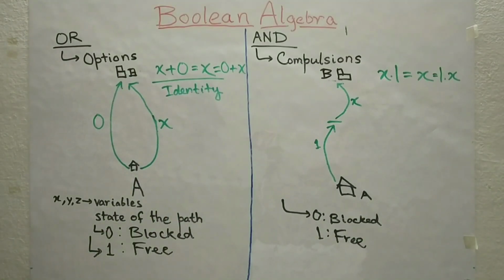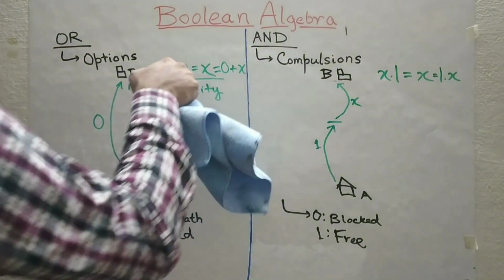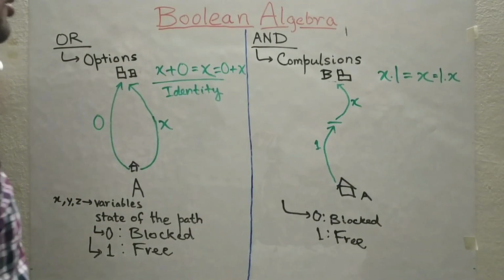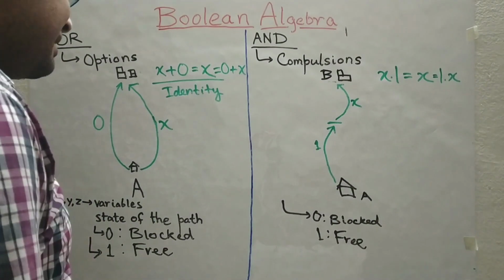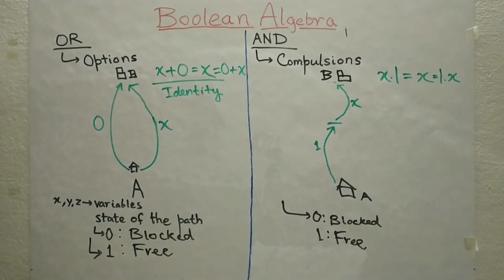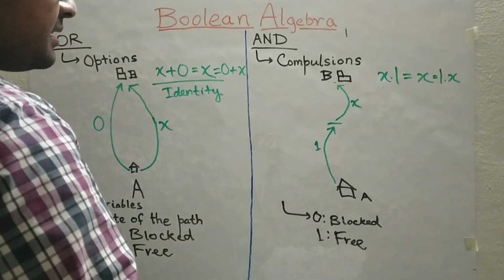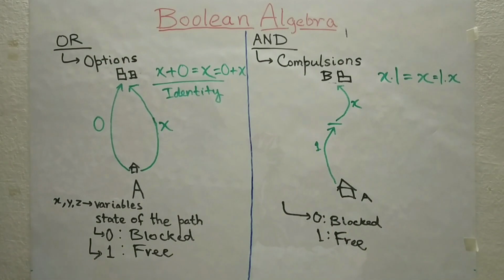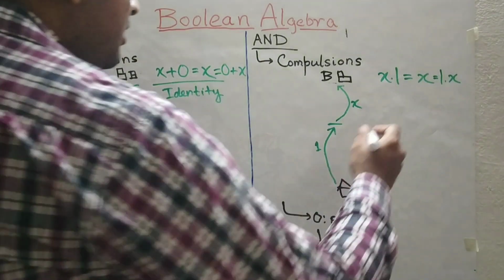Okay, so this second part will be discussed in another property called the commutative property of Boolean algebra. For now you just need to know that X or 0 is equal to X and X dot 1 is equal to X, which is the identity law. This is called the identity law of Boolean algebra.